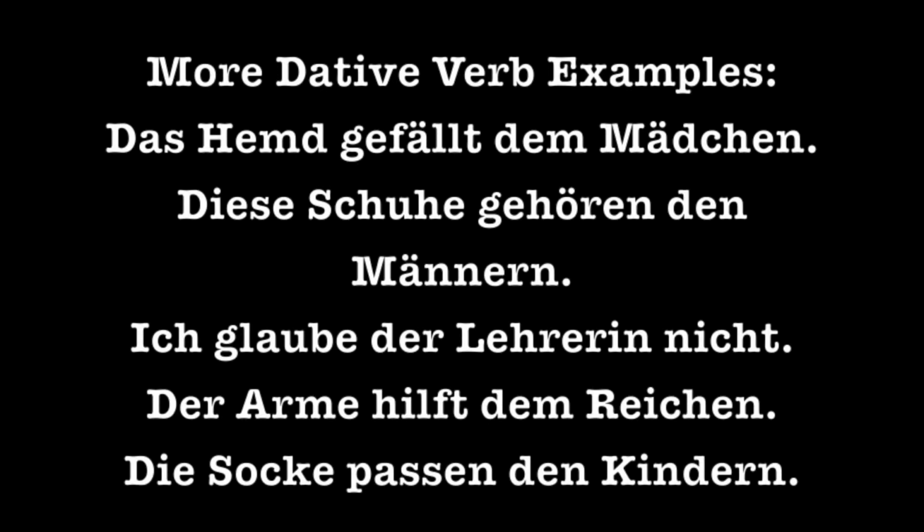Ich glaube der Lehrerin nicht. I believe the teacher not, or I don't believe the teacher. In this sentence, die Lehrerin changes to der Lehrerin because glauben is dative, so the object must be dative. Der Arme hilft dem Reichen. The poor one helps the rich one. Die Socken passen den Kindern. The socks fit the children. Passen uses the dative case, so den Kindern has to be dative.